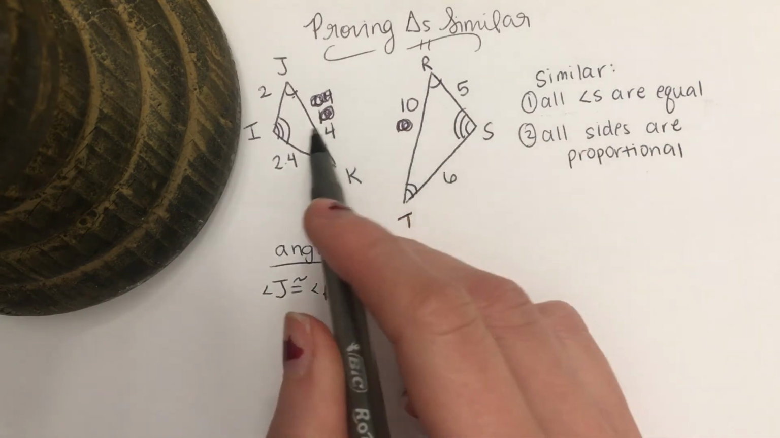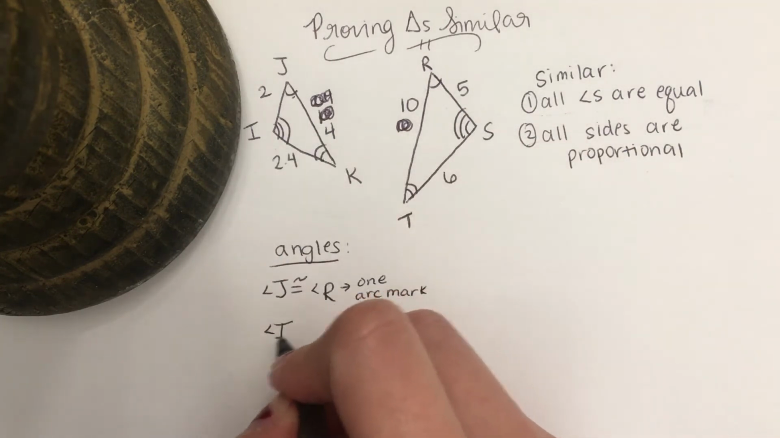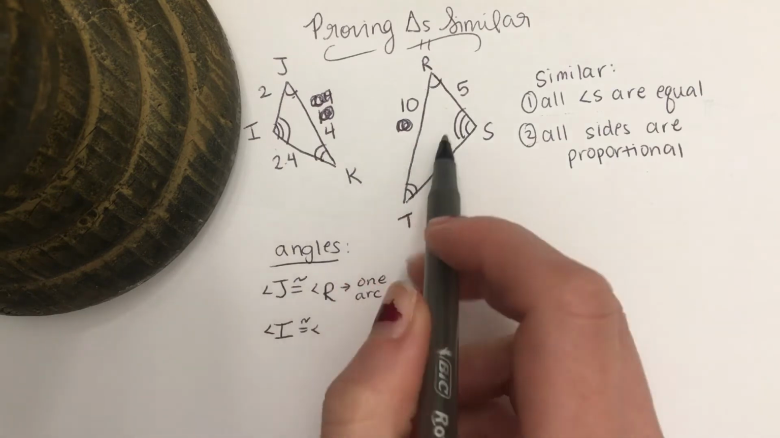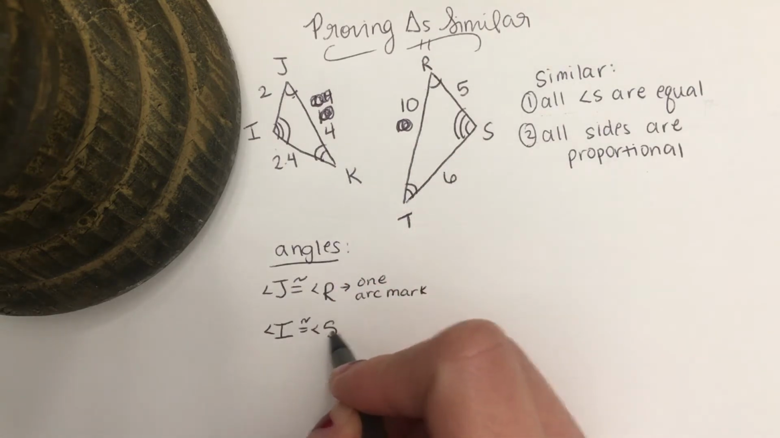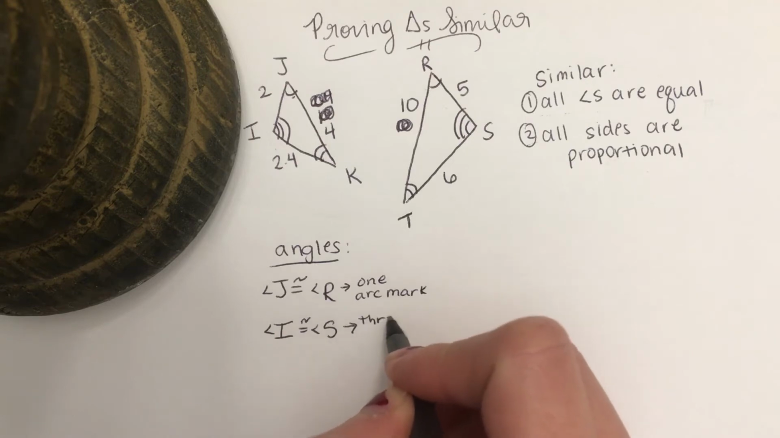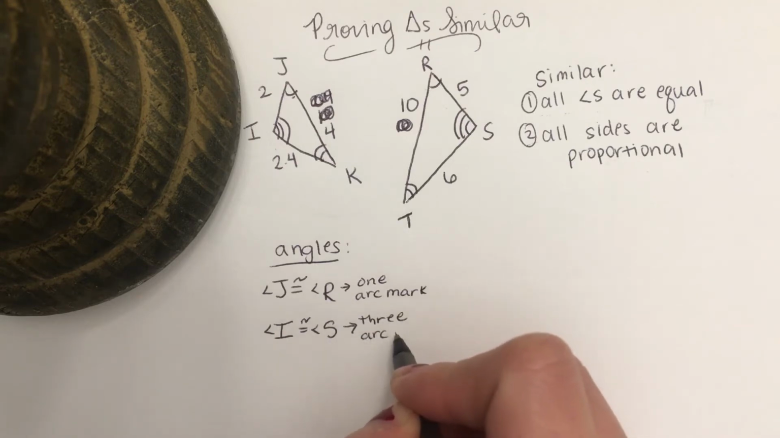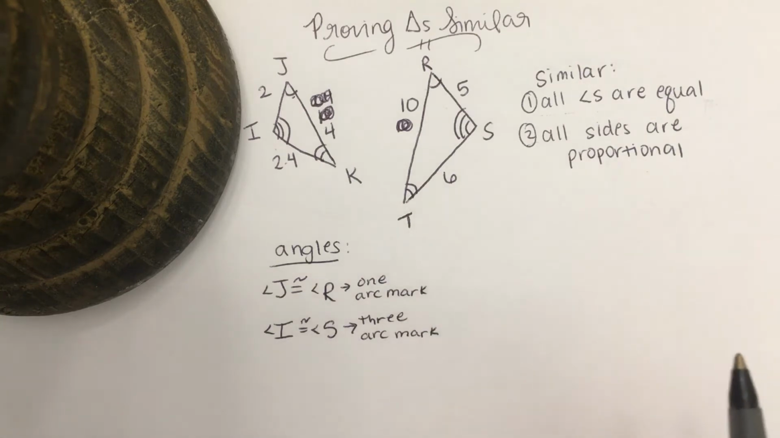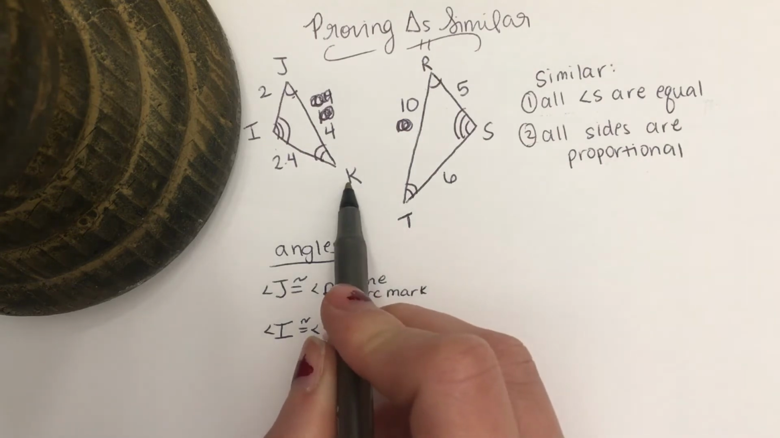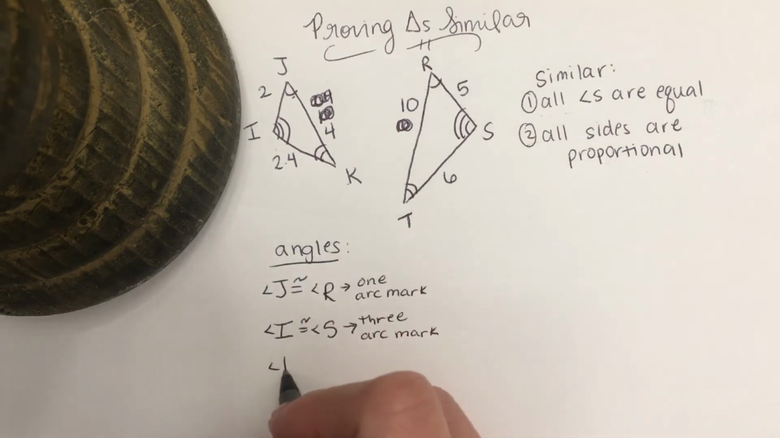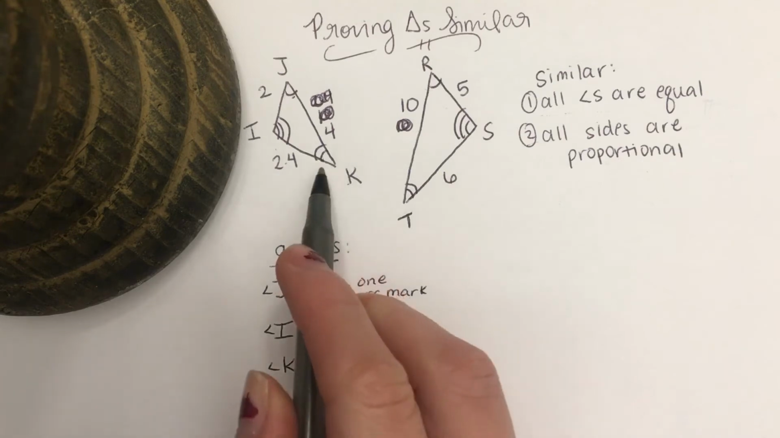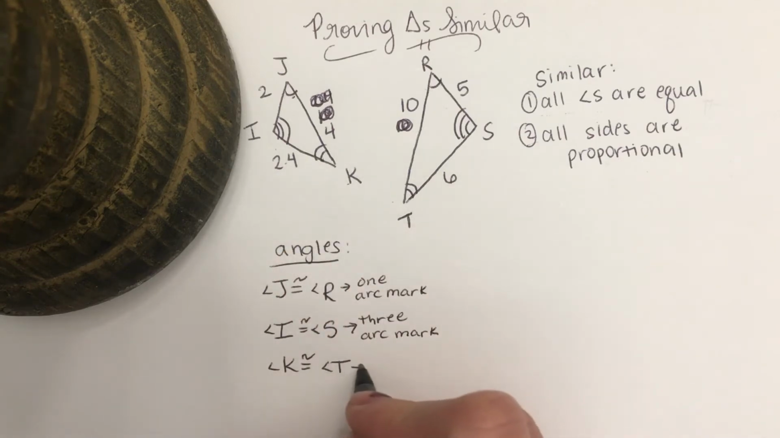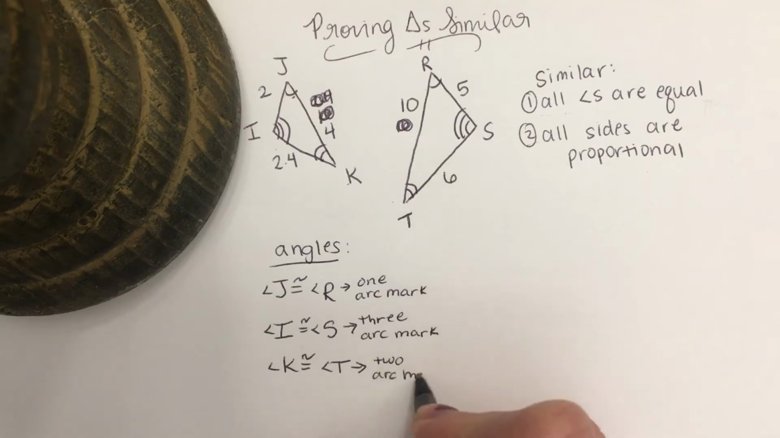I can also look here at angle I. Angle I has 3 arc marks. If I come over here to my other triangle, I see that angle S also has 3 arc marks. So I know that they're going to have the exact same measure. It is given to me. I don't have to do really any thinking or measuring. The problem gives me that they are going to be the same by showing me the arc marks. And then my last angle, I've got angle K. It's got 2 arc marks, and so does angle T. So I know these two are going to be congruent because they have 2 arc marks.